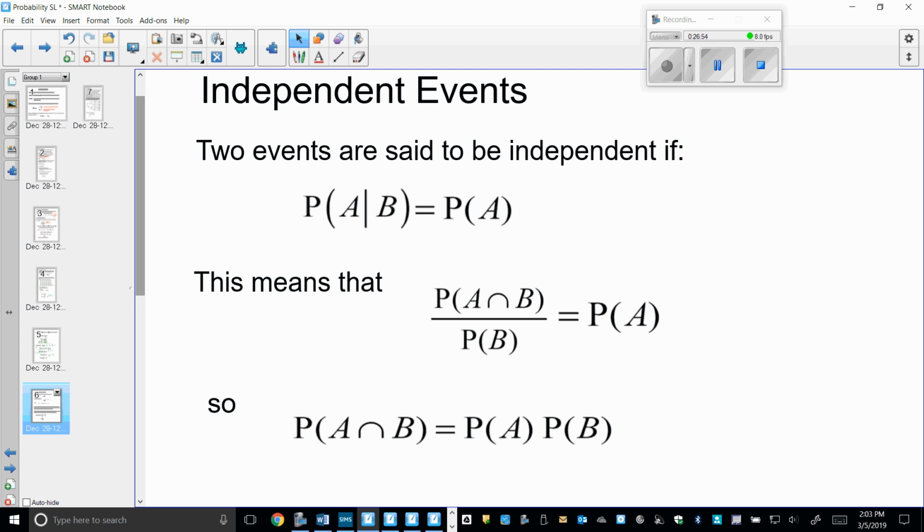The formula for the conditional probability is this, left-hand side. If we're saying that's equal to P(A), then we can rearrange this to say that the intersection would be these two probabilities multiplied together.